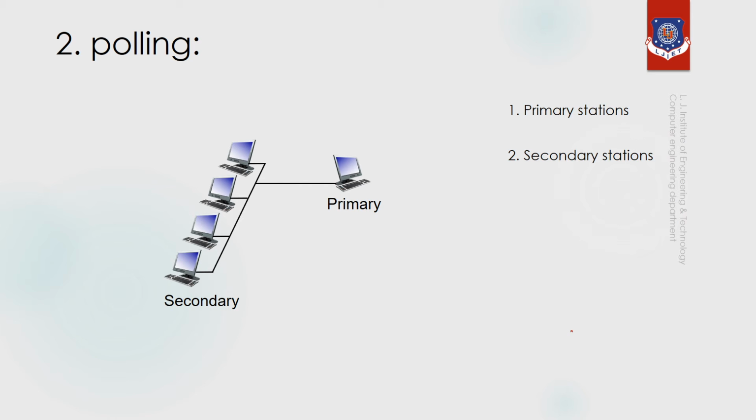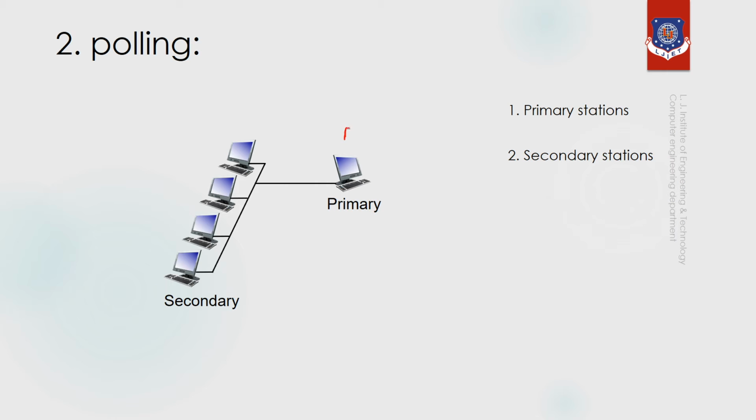and the message sent by the primary station contains the address of the secondary station. And if any primary station wants to receive data from a secondary station, the primary station will ask the secondary station if they have any data to send. If the secondary station has any data to send, they will reply with the data. And if the secondary station has no data, then they will reply with a negative acknowledgement.